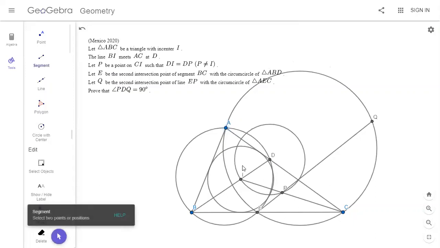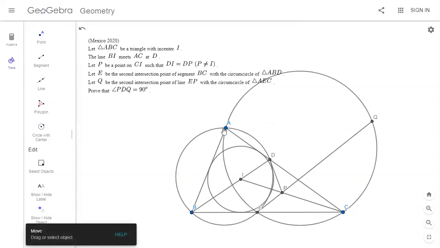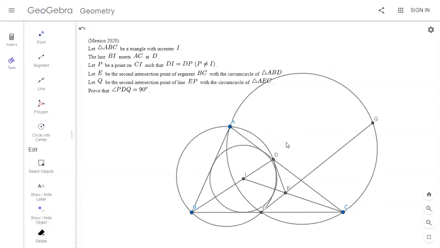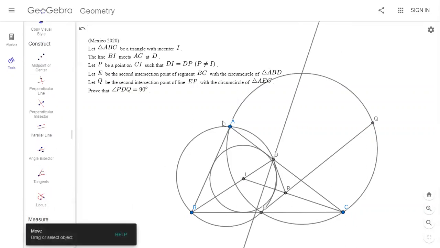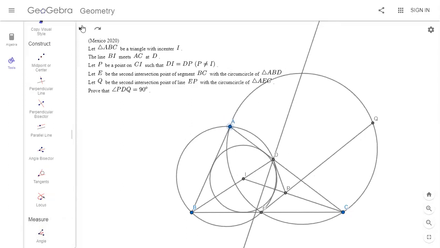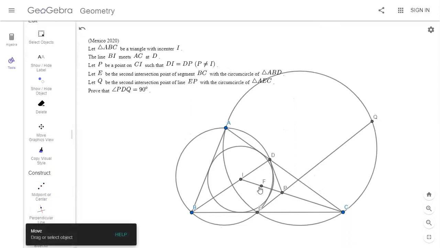So yeah, DP is equal to DI. Maybe I could just hide this circle. We know that DP is equal to DI. DE, let me try something. Basically, let me try just for the heck of it, drawing the midpoint of this. So we want to show like this is a harmonic bundle. Well, not necessarily, really. I want to show PDQ is 90.